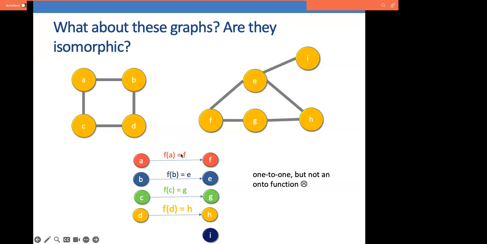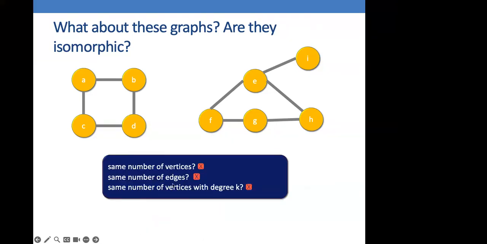So we can see here that the function is one-to-one, but not an onto function, because we have an element here in V2 that is not mapped to any vertex in V1. And a much easier way to see it is, first, from the count of vertices, we can see that in graph G1, we have 4 vertices, but for graph G2, we have 5 vertices. So immediately, it has not retained that property, and therefore we can say that these two are not isomorphic.